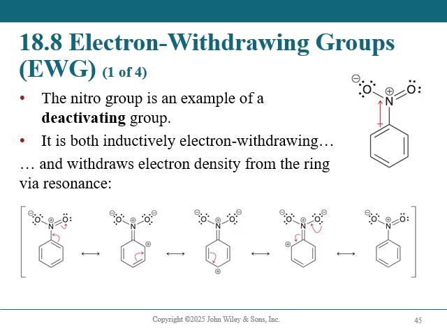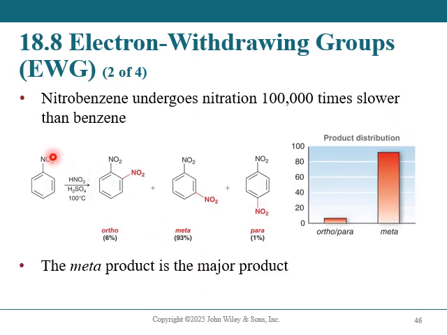It is both inductively electron withdrawing and withdraws electron density from the ring via resonance. So having a carbocation is not going to be easy for that aromatic ring, because you have a group that is taking away electron density in a system that is already electron poor. So that's sort of what makes this a deactivating group. Nitrobenzene undergoes nitration 100 times slower than benzene.